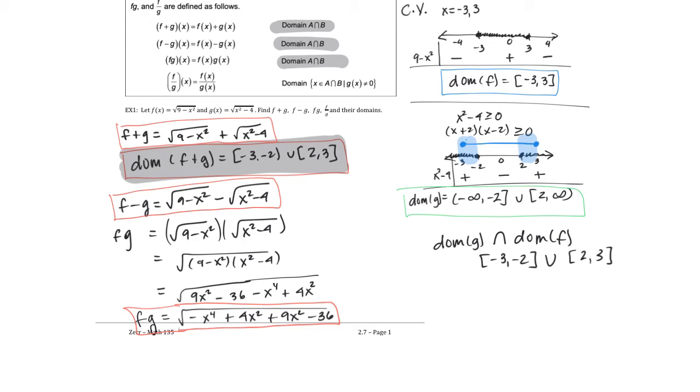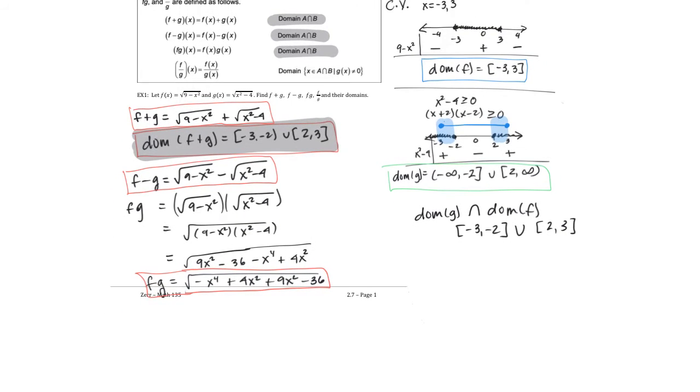Okay, the thing that's different is when we do a division problem, we need to make sure that g cannot equal 0. So that's just one extra thing. And looking at our domain here, we don't have a 0 in there. That's not part of it. Okay, so we don't have to worry about that. So we'll go ahead and do our division.